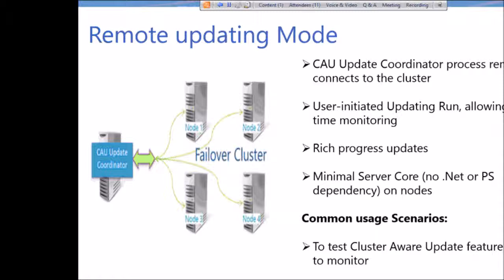It will be good for servers running a server core operating system, which doesn't have .NET or PowerShell capabilities. If that's the case, you could consider using the remote updating mode. A common usage scenario is that the first time, you don't want to introduce cluster-aware updates as a role because you're a bit scared, or you really want to test out the CAU feature. In that scenario, definitely go for updating remotely once and try it out and see how it works. And as mentioned, for minimal server core without .NET or PowerShell, you can make use of this mode.